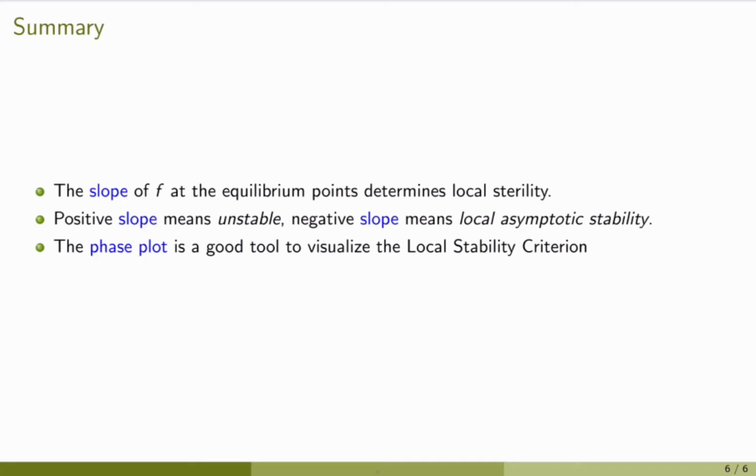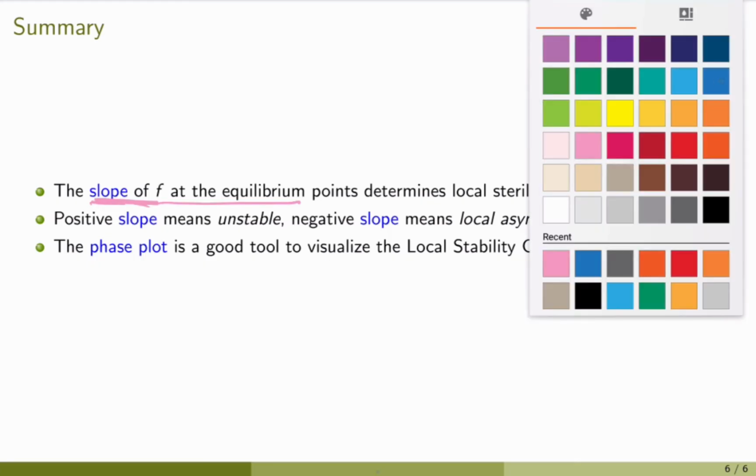Let me summarize. So what is important is the slope. The slope of f at an equilibrium point determines the local stability.